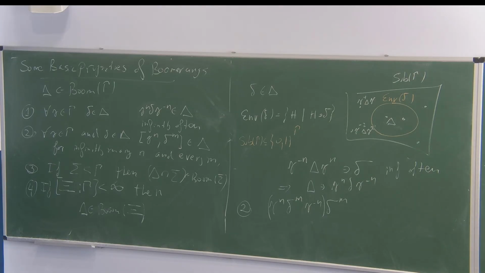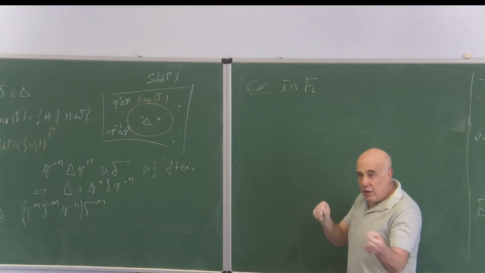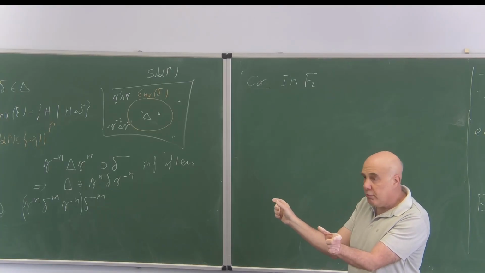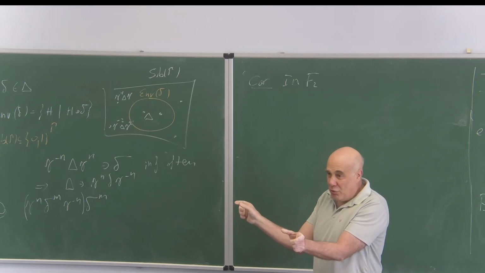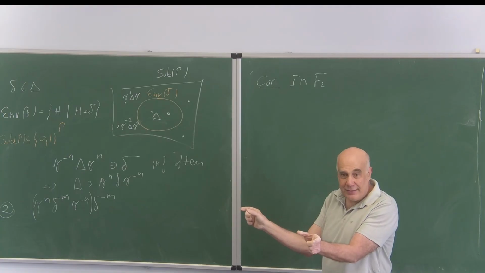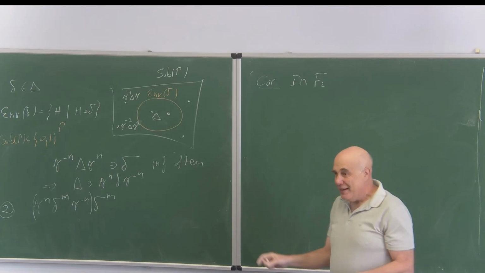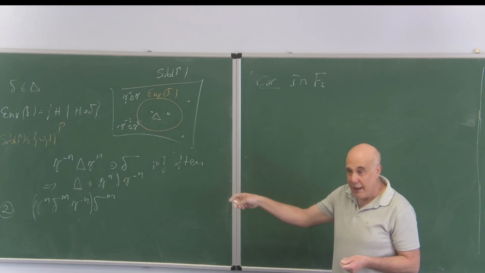Let's see a nice corollary in the free group. You know that in the free group, every two non-trivial normal subgroups have a non-trivial intersection. And what is the proof of that? You just note that the commutator is contained in the intersection. So the same thing holds for non-trivial Boomerang subgroups.